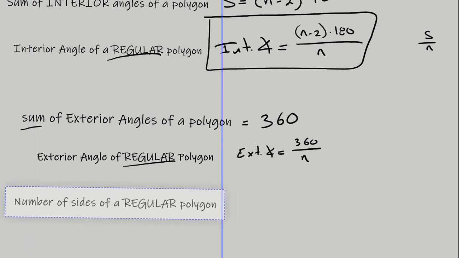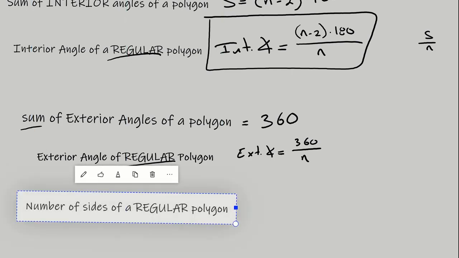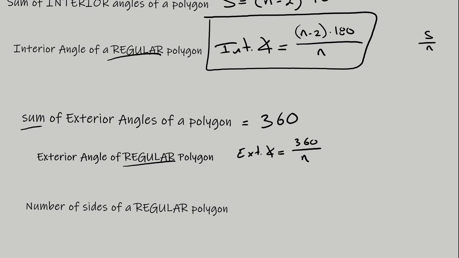And furthermore, we can manipulate this a little more to give us the number of sides of a regular polygon. We're looking for N, right? Using the order of cross product, we can switch these. So this would give us N is equal to 360 over my exterior angle. And we can always find our exterior angle.